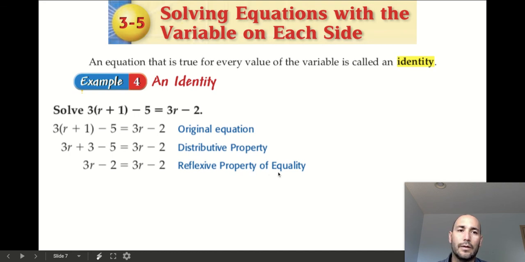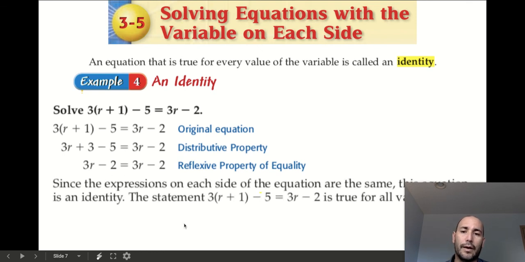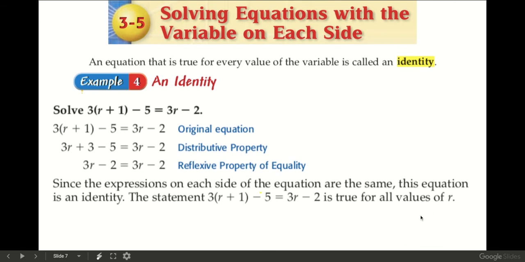So it's something to keep in mind is you might run into some problems. They aren't very common, but they do happen, where you will get two identical sides that are equal and will always be equal for that value. Okay. Since the expression on each side of the equations are the same, the equation is an identity. So the statement, right, the original problem, 3 times (r plus 1) minus 5 equals 3r minus 2 is true for all values of r.